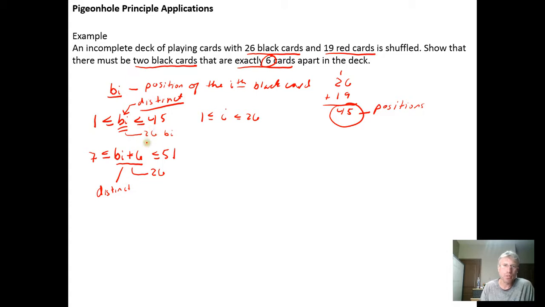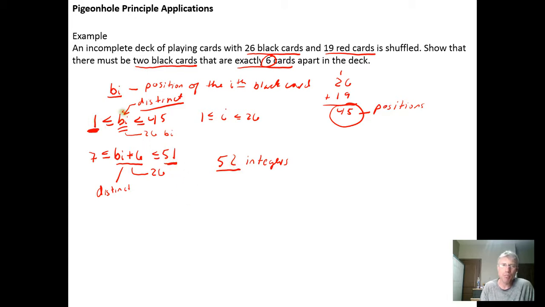Altogether, there's 26 of these, 26 of these, which means there are 52 integers that get generated, 52 integers. And the values of those integers are going to range from 1 as the smallest all the way up to 51 as the largest value. And because there are 52 integers, and they only range from 1 to 51, that's 51 boxes. These 52 integers distribute into 51 boxes.